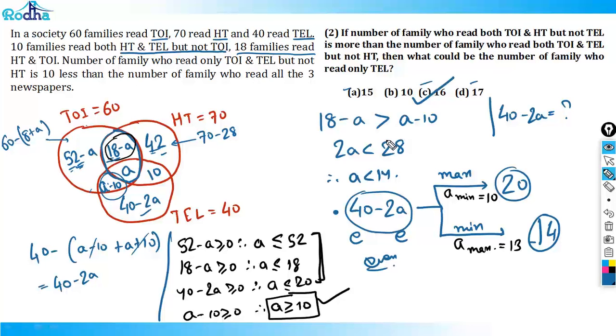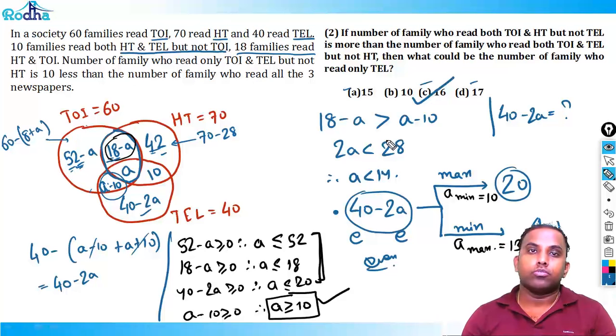So a different perspective I have tried to show you through this set. Okay, so via options how we can solve it. Because it's a purely option-based question, what could be that number? Among the options they are asking, right? So we should be aware of this options approach also, right?